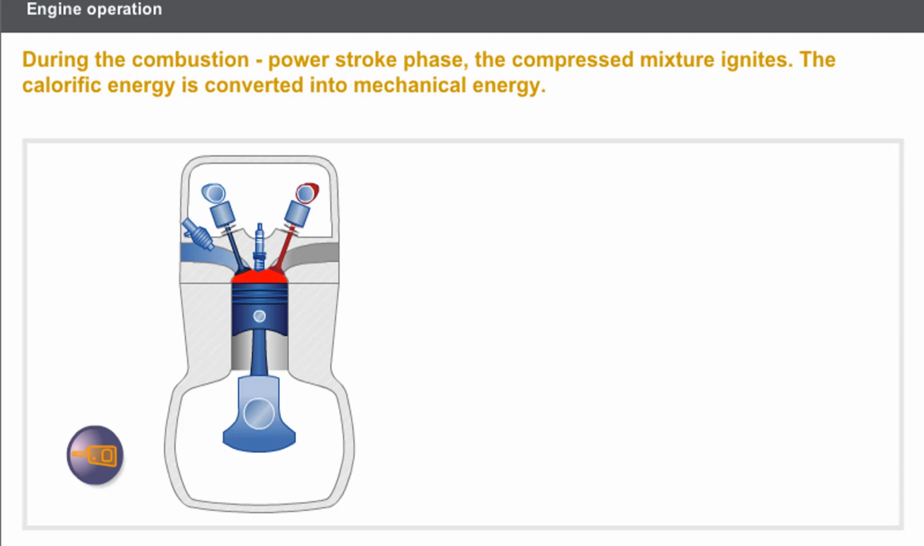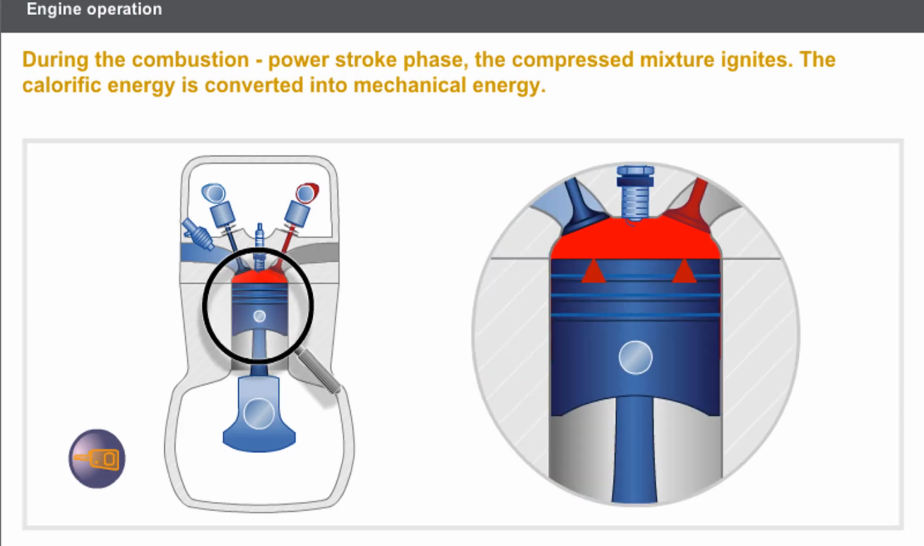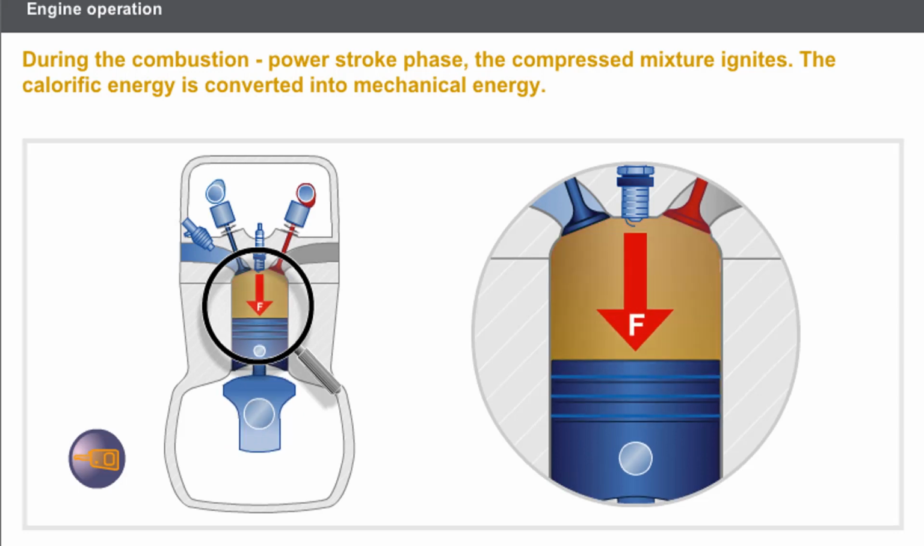The third stroke is the combustion, power stroke phase. The 2 valves are still closed. The piston is at top dead center. The mixture ignites. The ignition pushes the piston downwards. This is the power stroke. The calorific energy is converted into mechanical energy.